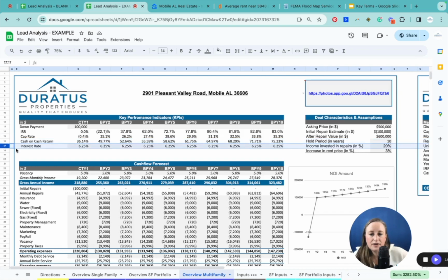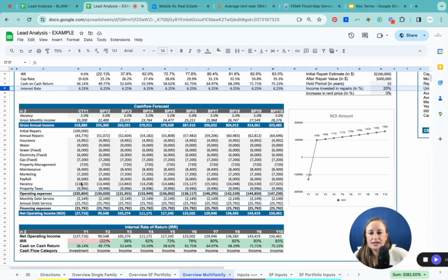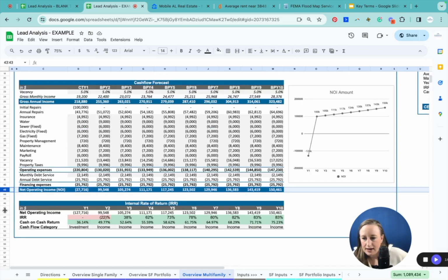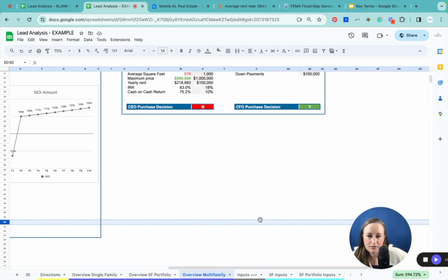So cash on cash return, interest rate is good. Let's look at our cash flow forecast. Looks like we are, after year one, cash flowing right under 100,000 and up, which is pretty good. And then we're going to come down here to the bottom and look at our NOI. This graph also shows your NOI over time. Your IRR after year two is healthy. Cash on cash return is healthy. Okay, let's go over to our decision matrix.